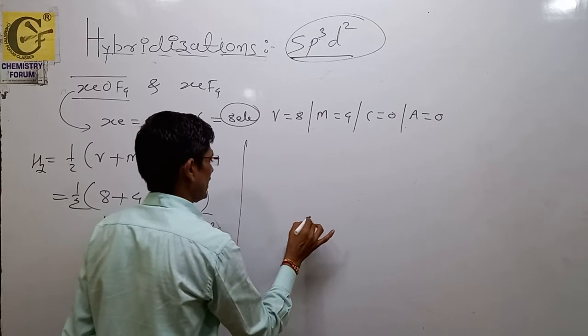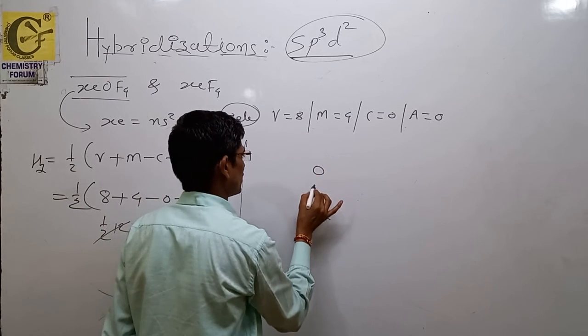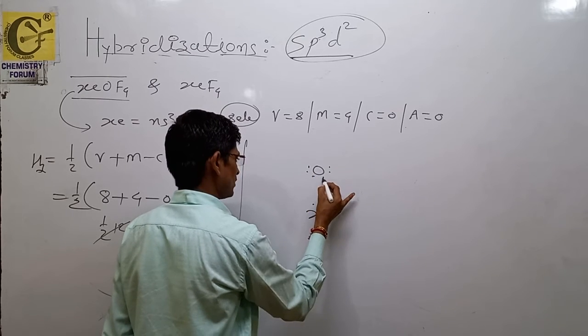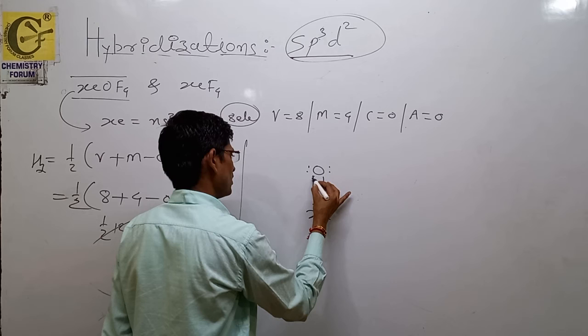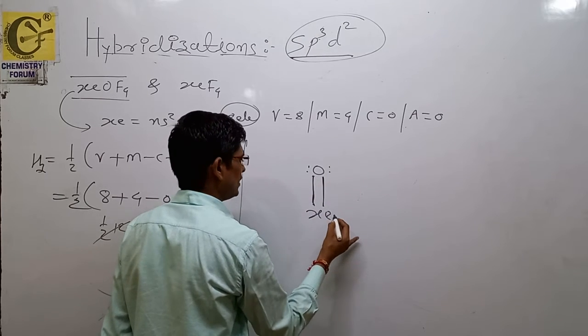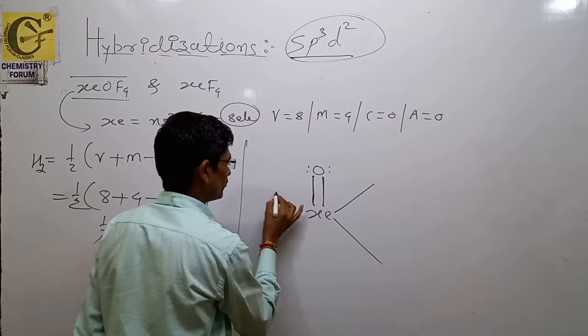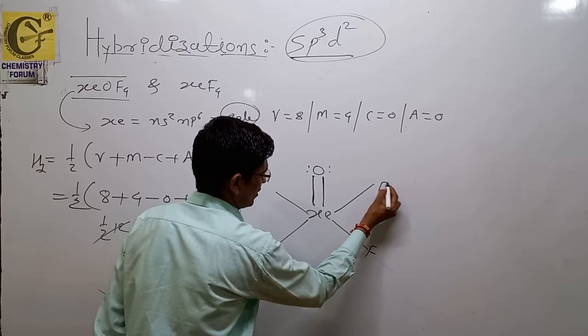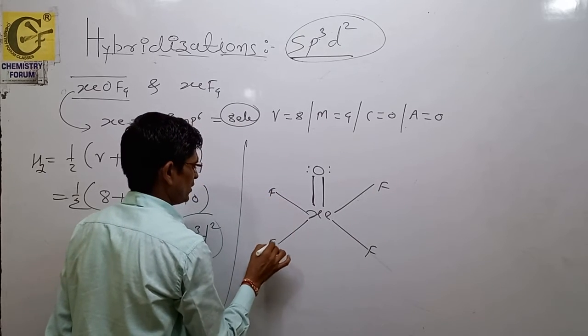Again we have the Xe atom and one oxygen. As we know, the oxygen atom is divalent in nature, so 2 electrons are joined with this, again 2 bonded, because the oxygen atom is divalent, and the remaining 4 fluorine atoms. As you can see, 4 fluorine atoms are there: 1, 2, 3 and 4.